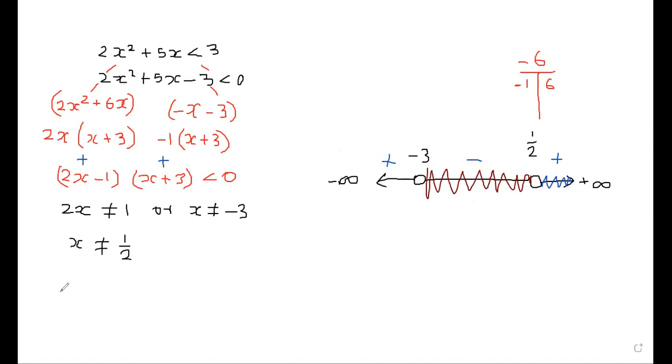For here, we're going to say negative 3, we write from left to right. Negative 3, there's an open circle, is less than x.